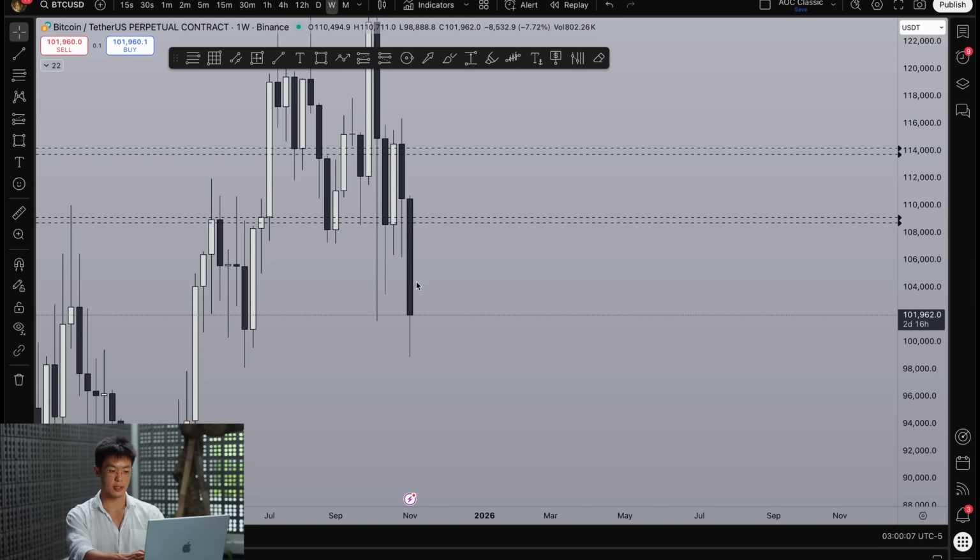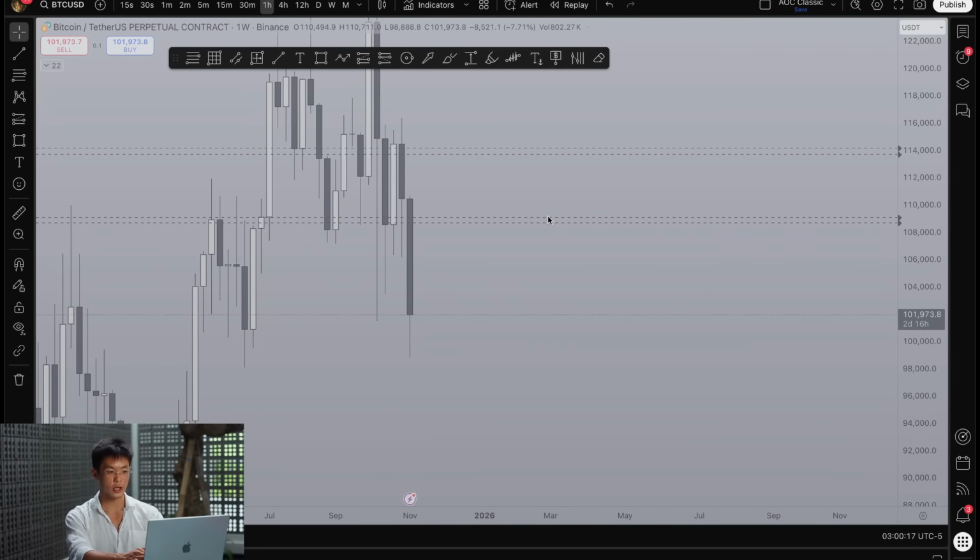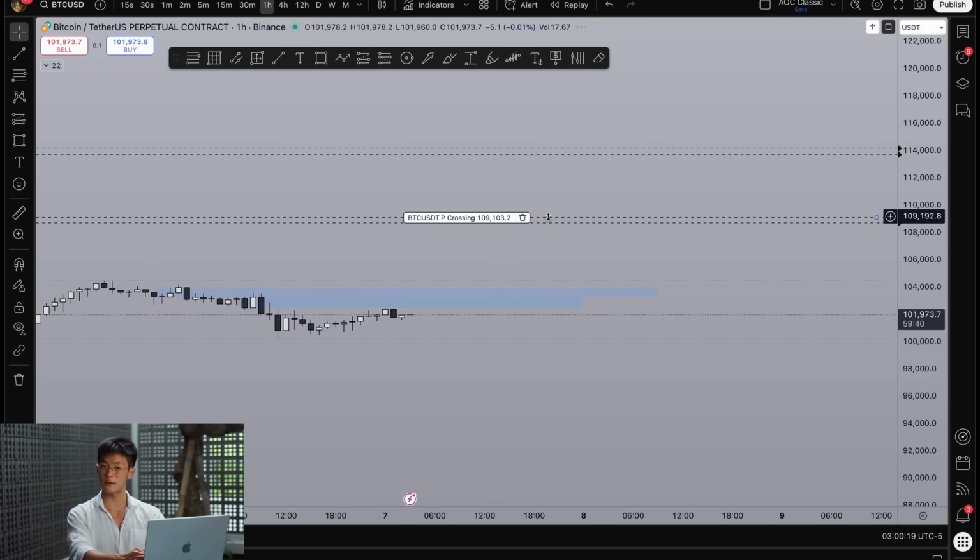So if this happens next week, we're going to be looking to short into this resistance. Although nothing is confirmed, a lot can happen still throughout the weekend. But for now, just understand that in terms of the higher time frame, you are looking kind of bearish. And in the lower time frame, you are looking even more bearish.